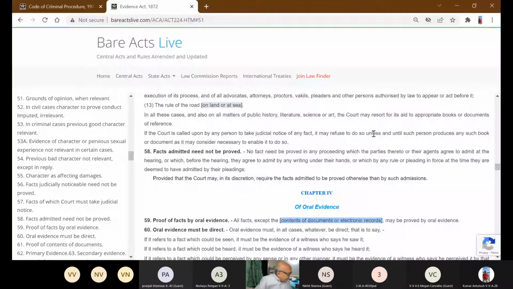Then under the provisions of Order 13, first come to Order 12. What are the admissions? Check Order 12. First come to Order 10. Under Order 10 the judge will ask you, what are you admitting or not admitting? Order 9, Order 10. Examination of parties by the court. At the first hearing of the suit, the court shall ascertain from each party or its pleader whether he admits or denies.